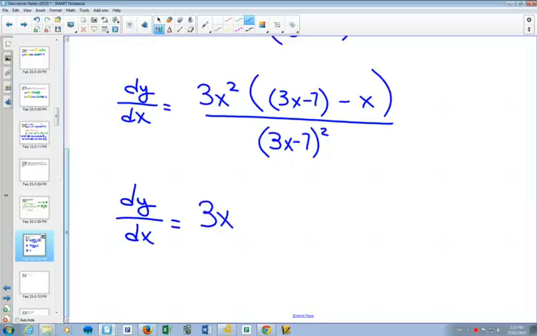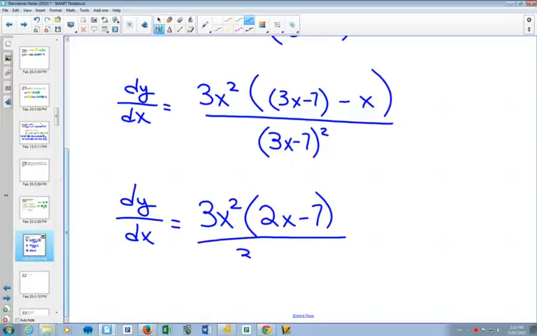So I still have the 3x squared. Inside the brackets there, I have some like terms. And by multiplying out, I notice that there is nothing that cancels out. Sometimes there might be something that when you simplify it, you could actually cancel out. In this case, there's not.